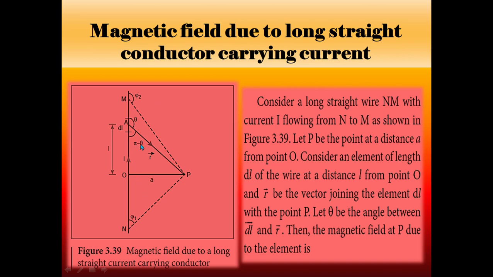So from this diagram, consider a long straight wire. This is the long straight wire NM with current I flowing from N to M. Let P be the point at a distance A from point O. Consider an element dl.